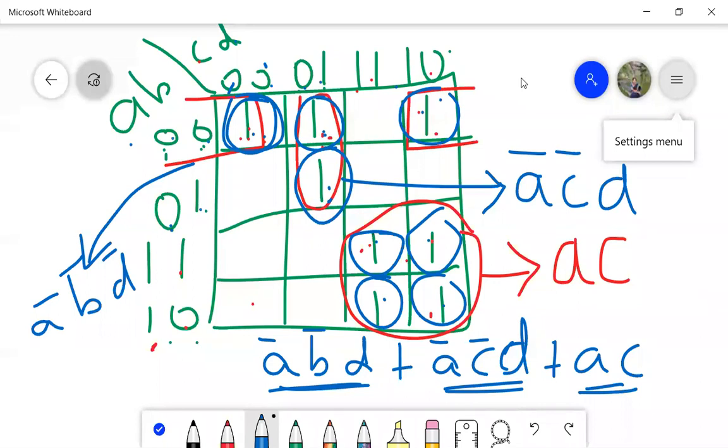Again, I can pair this, I can also pair this, I can pair this. Similarly, I can also pair it this way, these two. These two also can be paired. Now if I pair these two also, this will also come into the list of prime implicants.